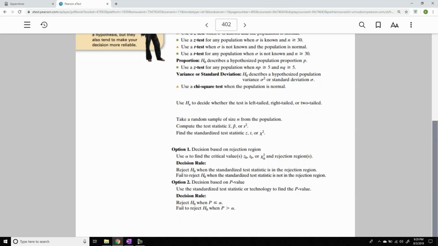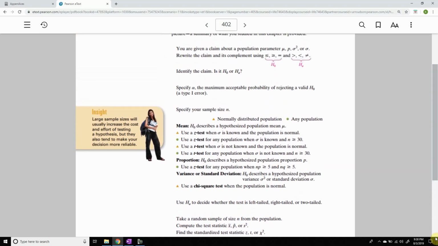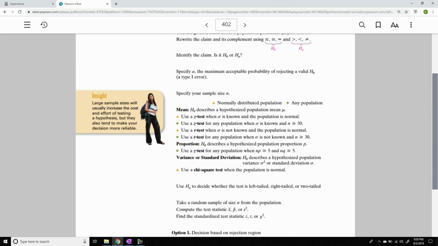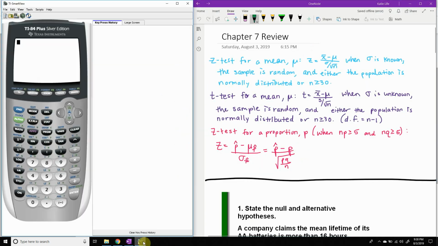So if you can, take a screenshot of page 402 and have that handy while you're going through some of these problems, I think that would be beneficial. And then obviously having the t-distribution and the z-score table handy would be helpful as well. So let's go ahead and get started and go through some of these problems.